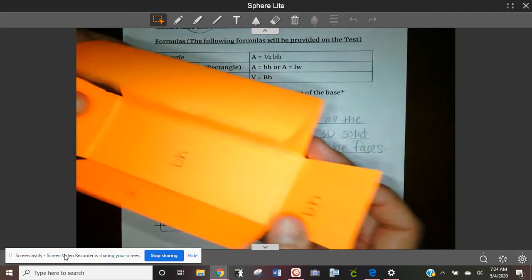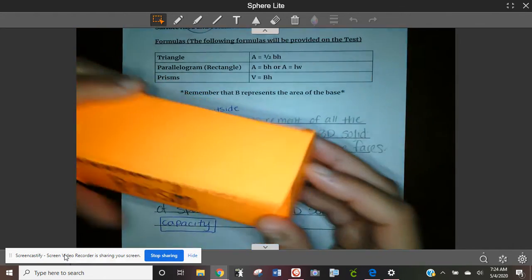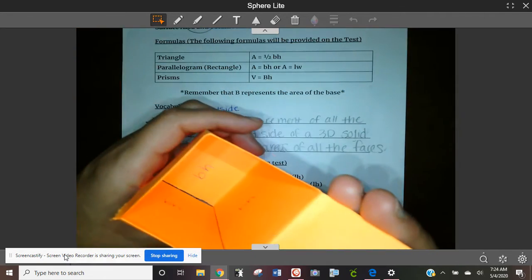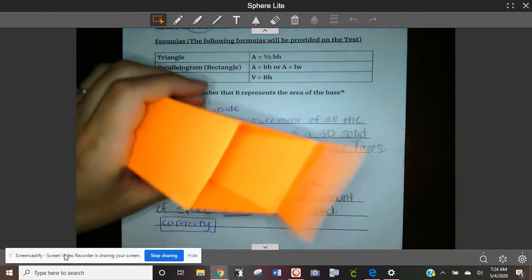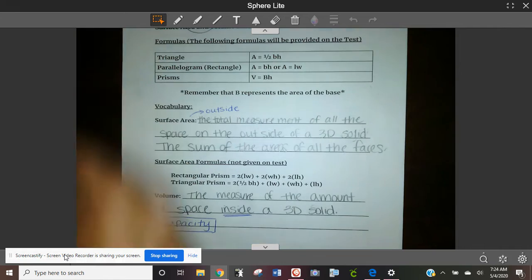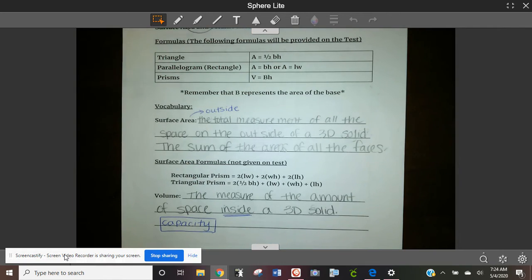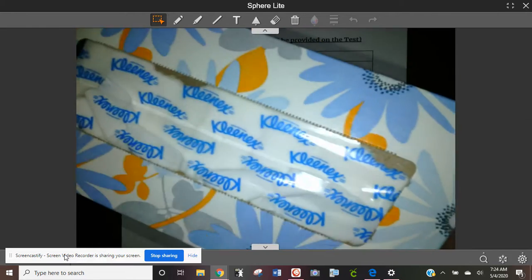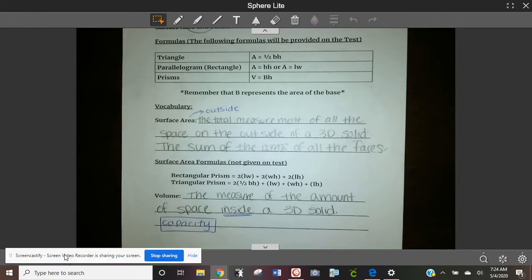This would be if I were to glue all these edges, and then fill this with water. However much water it would need to fill, that would be my volume. Let's think of a tissue box, right? How many tissues could I fit into this box? That would be the volume.